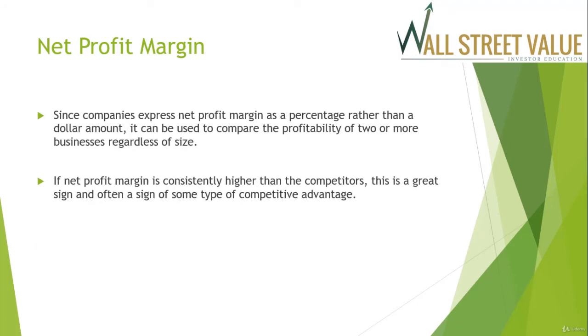Since companies express net profit margin as a percentage rather than a dollar amount, it can be used to compare the profitability of two or more businesses regardless of size. If net profit margin is consistently higher than the competitors, this is a great sign and is often a sign of some type of competitive advantage, or as Warren Buffett would call it, a moat.